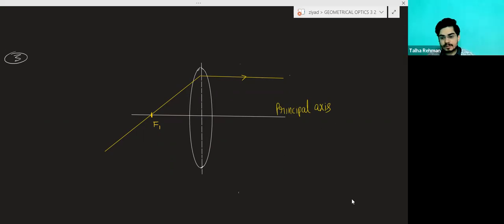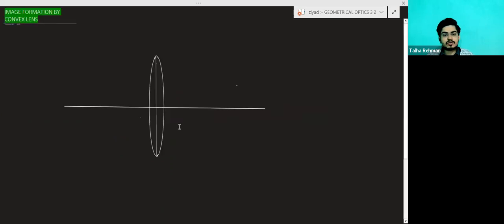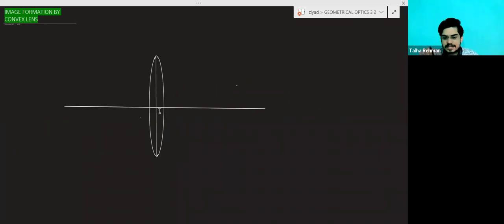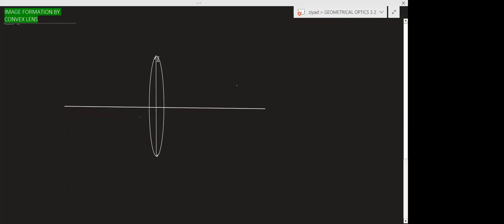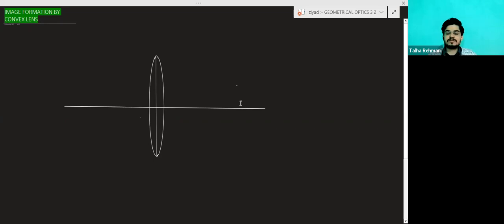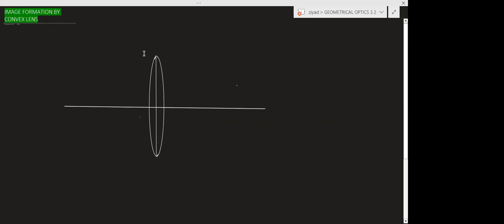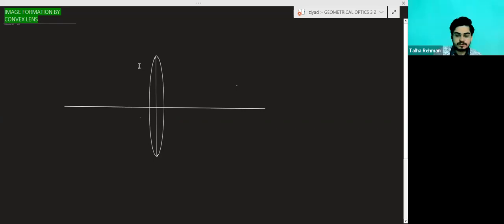Now we will discuss the image formation by the convex lens. So this is a convex lens, and I told you that in our syllabus we have very thin lenses. This is the principal axis. So now we will discuss the image formation.